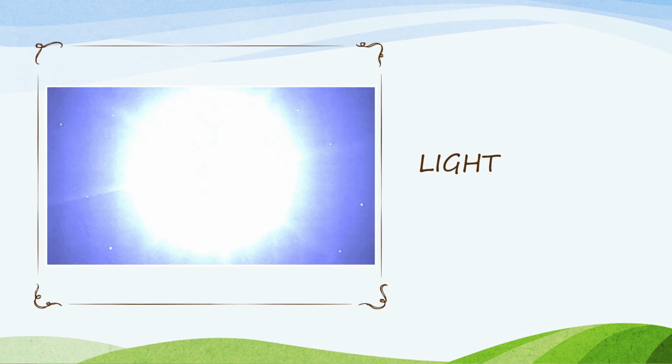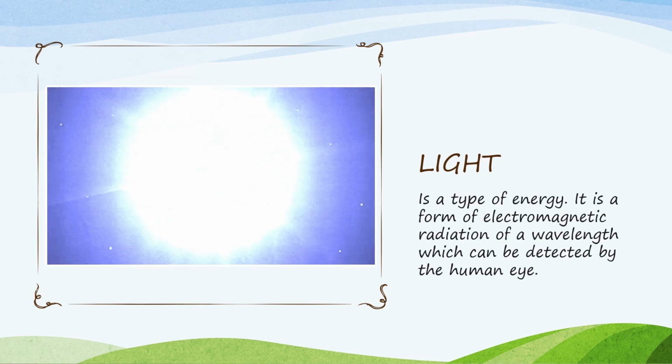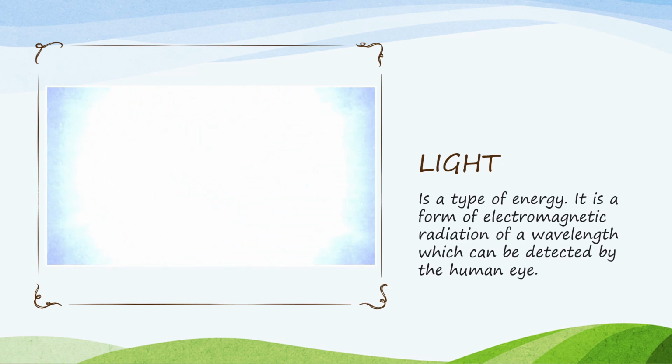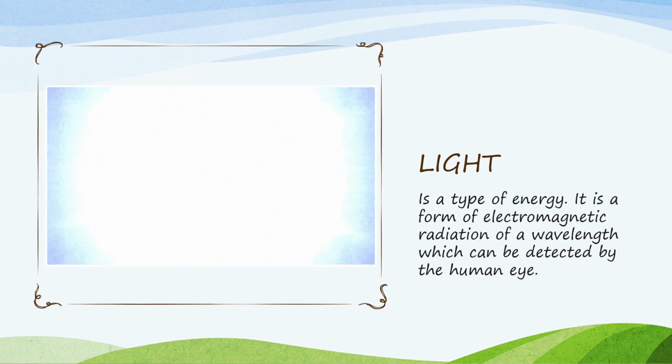Have you seen a light? Okay, that is an example of a light. Light is a type of energy. It is a form of electromagnetic radiation of a wavelength which can be detected by the human eye.